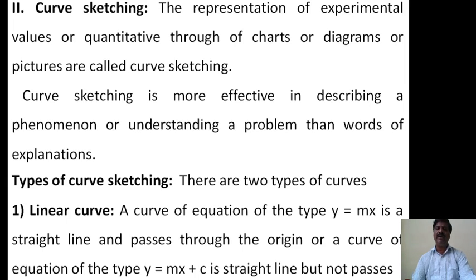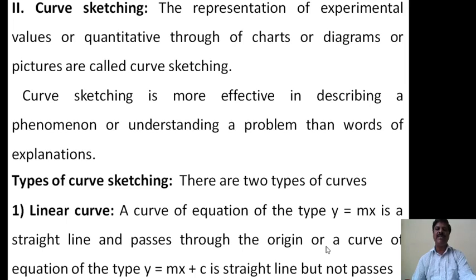Suppose we take x is equal to 1, then y is equal to m. Suppose we take 1, 2, and so on, depending on the value we will get different values. Therefore we get a set of points, and plotting the curve on a graph, that curve will be a straight line which passes through the origin, called a linear curve.